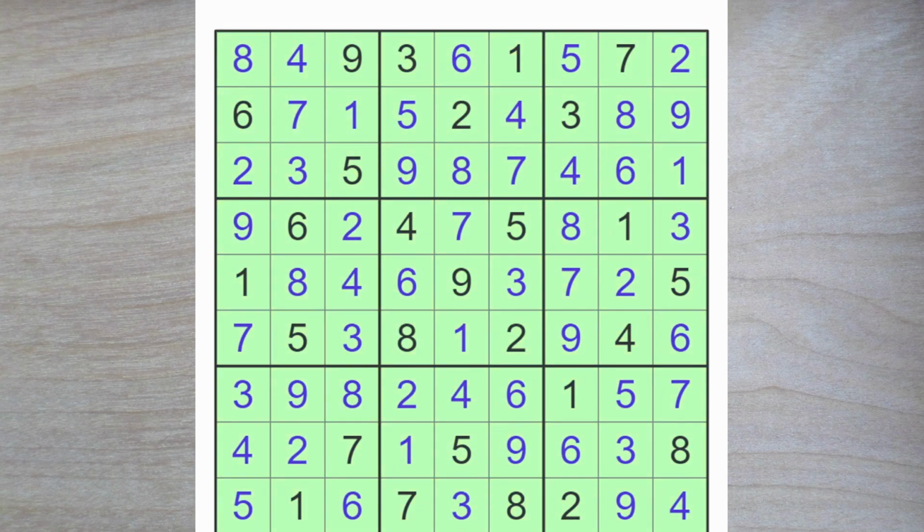A very nice and entertaining puzzle today from sudokuexchange.com. It was labeled hard. I didn't find it particularly hard though, but quite pleasant. And I hope that you also enjoyed it.